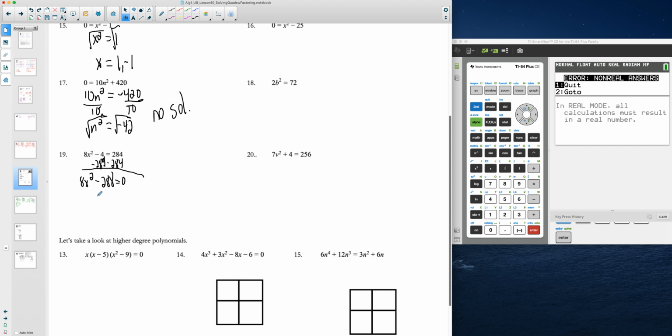That means that 8x squared is equal to 288. That means divide by 8, divide by 8. That means x squared is equal to 36. And if I take the square root here, take the square root here, that means x is going to be 6 and negative 6.